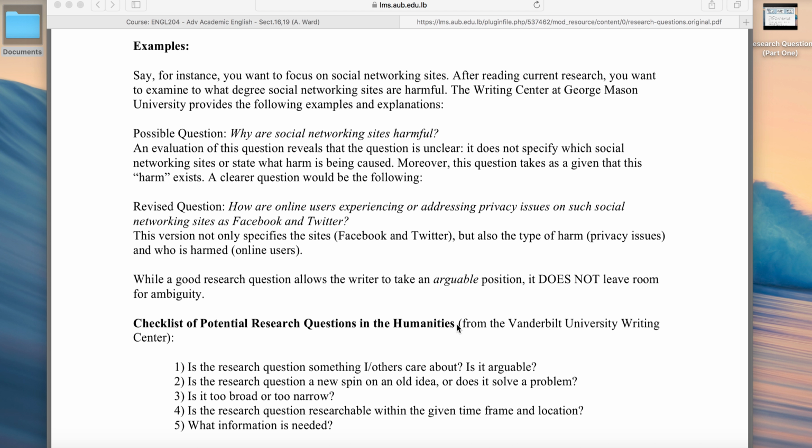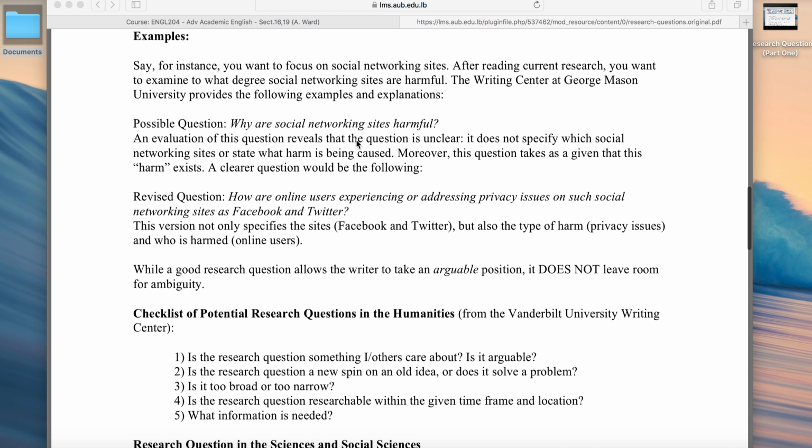So we were talking about one example before, and so why are social networking sites harmful? And this is not a very good question because first of all, it presumes that they are harmful. It doesn't specify which social networking sites we're talking about, and it doesn't specify what harm it is causing. So a revised question would be, how are online users experiencing or addressing privacy issues on such social networking sites as Facebook and Twitter? So this is a much better research question.